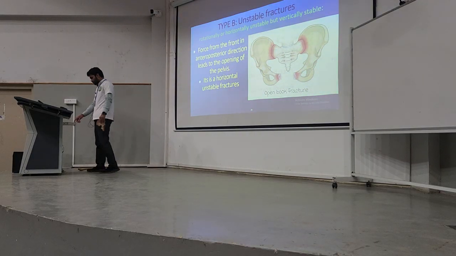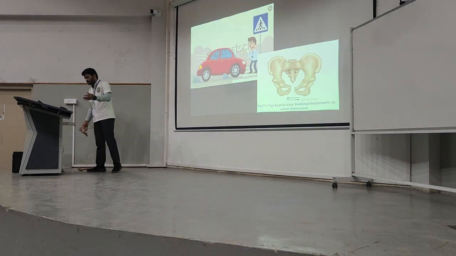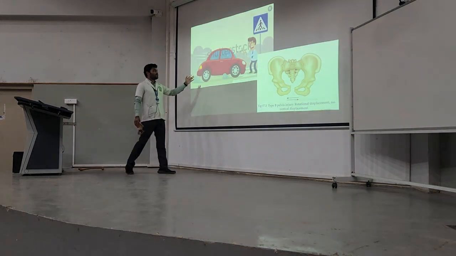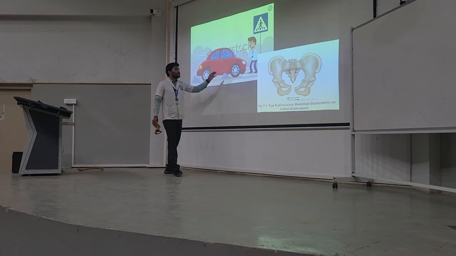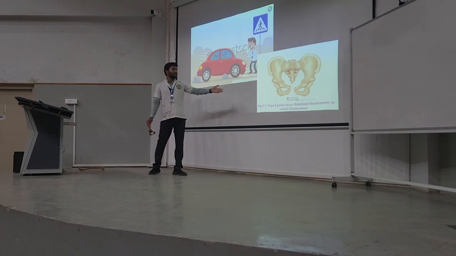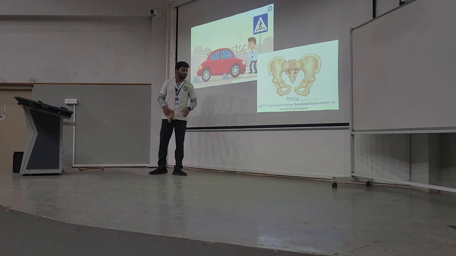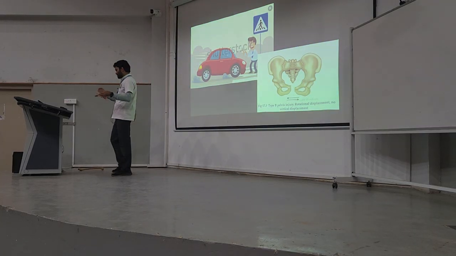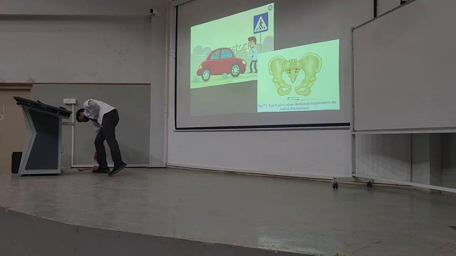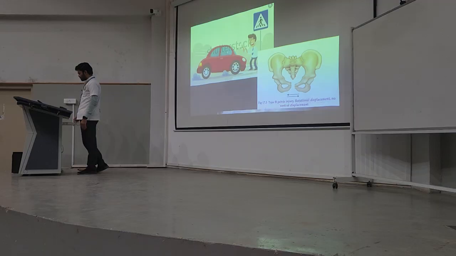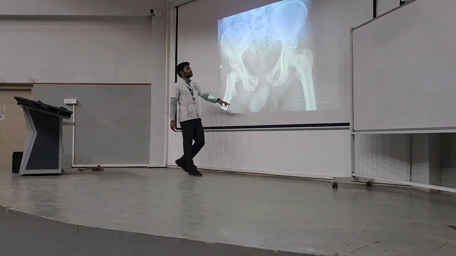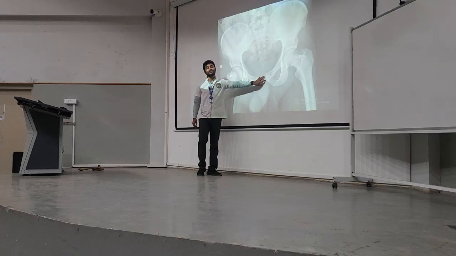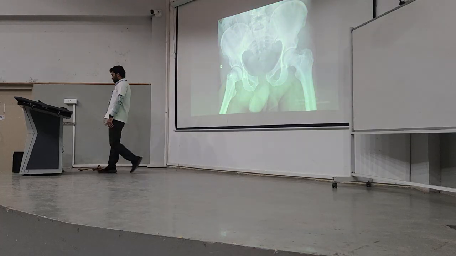So, as I was saying earlier, for example, if a car hits a person from the front, the pubic symphysis gets hit, there is pelvic opening, so there will be horizontal instability. Here is the X-ray. Here also you can see there is no pubic symphysis here, and there is an opening, pelvic opening.